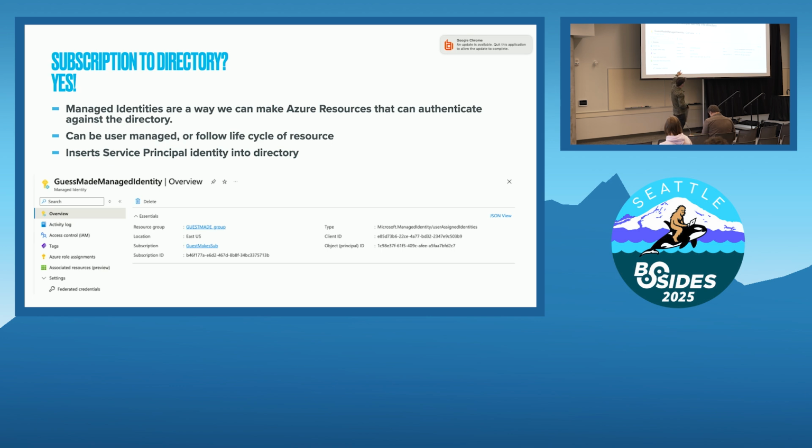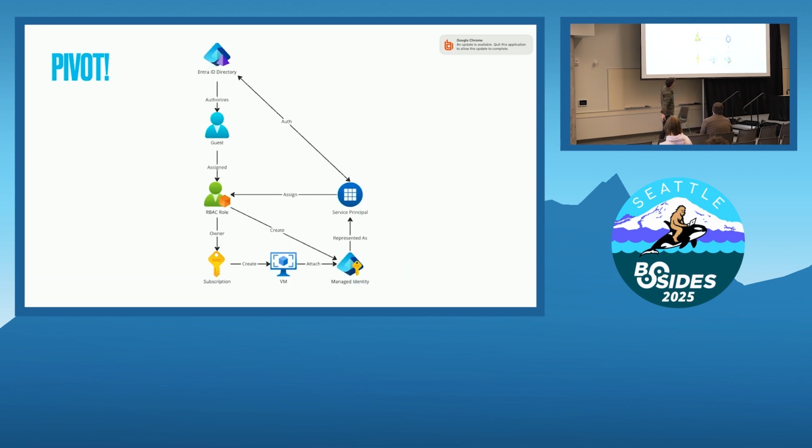So when we do this, that inserts a service principal into the directory. This is a pretty cool thing, because we've actually managed to pivot. We're starting to gain some persistence into this system, because as our guest, we make the subscription. We then make a VM. We also make a managed identity. We give the VM that managed identity, and now that VM is going to get represented as a service principal. And the cool thing is that we can assign it as the owner of the subscription that we made. So we haven't lost any privilege in this process.